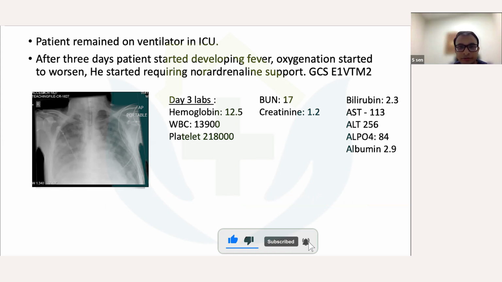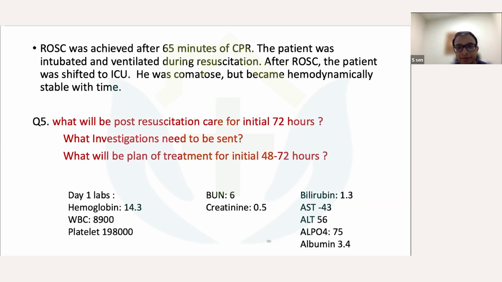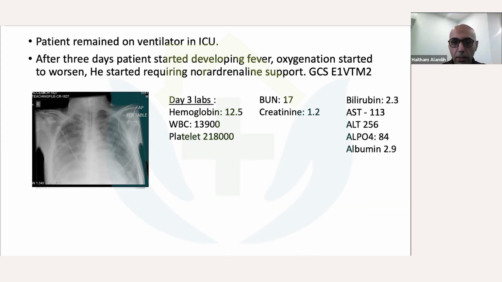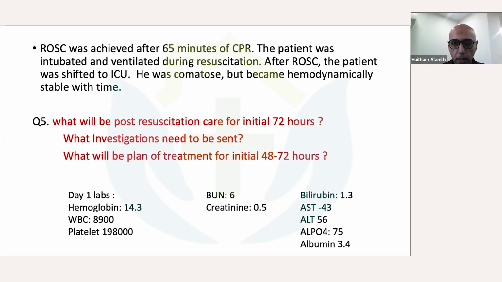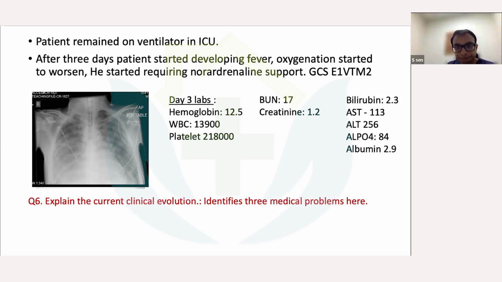I'll go back to the first day labs. Wait a minute, please, just show me the previous one. Hemoglobin, white blood cells, platelet, creatinine, bilirubin, liver enzymes, alkaline phosphatase, albumin. Okay, move forward. She has now developed acute kidney injury, and even liver enzymes. That is why I wanted to know. In EDIC 2, you'll be asked very specific questions. You will have to say acute kidney injury, otherwise your marks will be deducted.